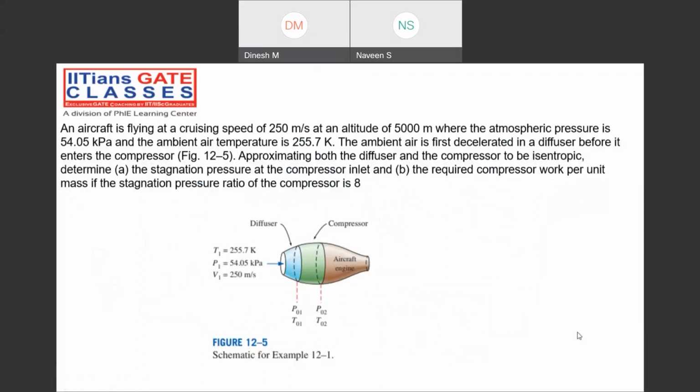So we were discussing this particular problem, right? Okay. Now can you quickly note down the problem and data? Meanwhile, I will see whether the other students are joining or not. So just take down the questions and let me know the answer. That is the first part: stagnation pressure at the compressor inlet, they are asking. Stagnation pressure.